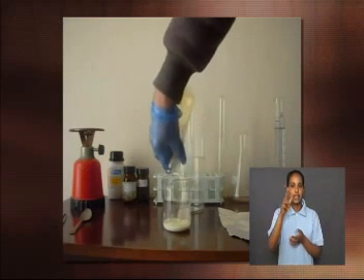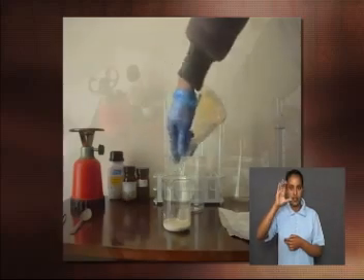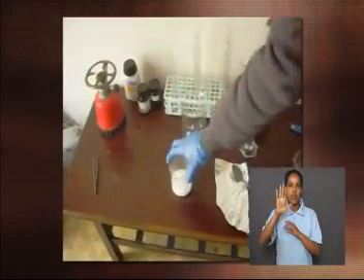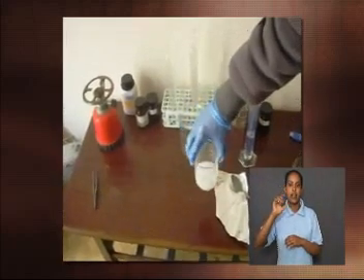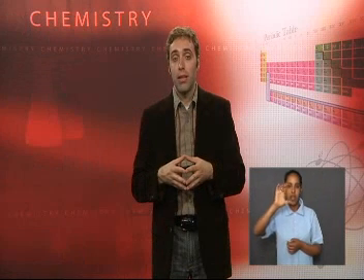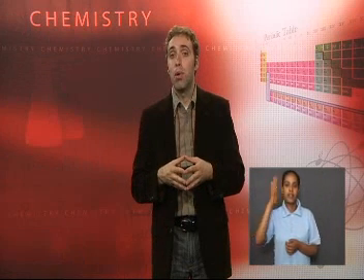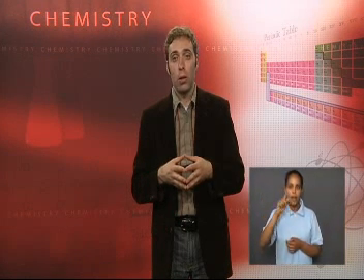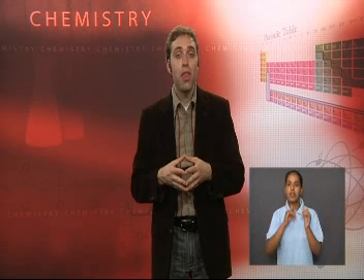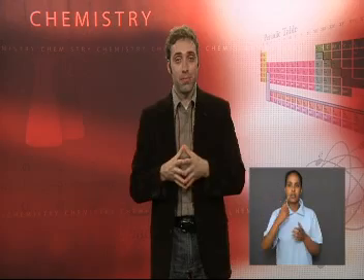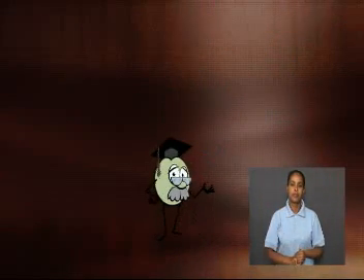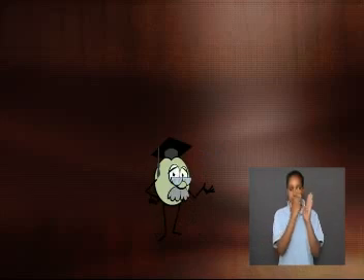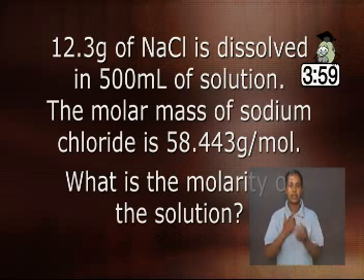12.3 grams of sodium chloride is dissolved in 500 milliliters of solution. The molar mass of sodium chloride is 58.443 grams per mole. What is the molarity of the solution? Students, let's get ready. Begin.